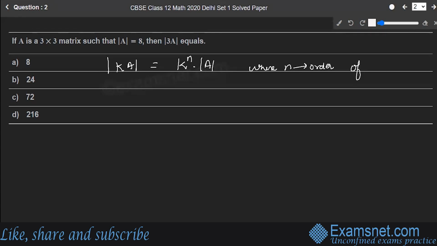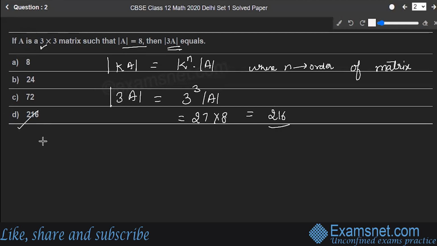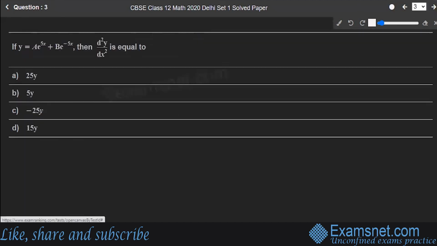N is the order of the matrix. Here, determinant of A is 8 and K is 3. So comparing it with this, determinant of 3A is equal to 3 raised to power n, which for a 3 by 3 matrix is 3 raised to power 3 into determinant of A. That is 27 into 8, which is 216. So the answer to the question is option D. Hope you got that. Let's move to the next question, number 3.